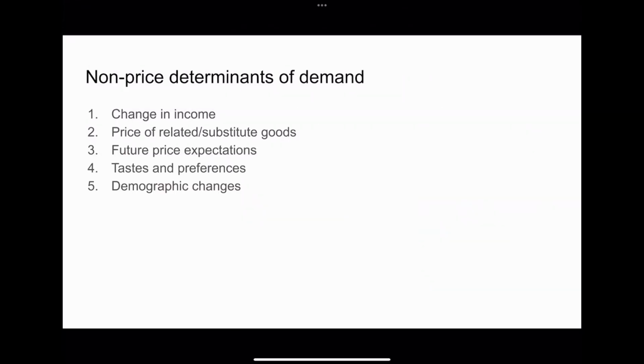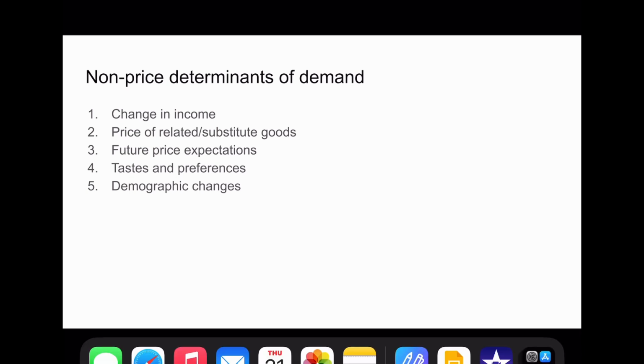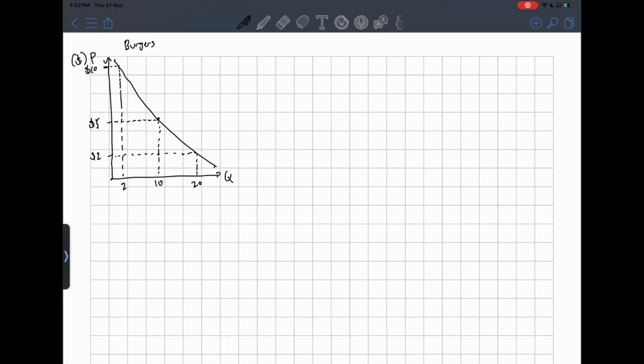Now, besides price, there's also something called non-price determinants of demand, right? So, what this means is that things besides price can affect the demand that we have for a certain good. So, let's take the first thing, a change in income, right? When your income increases, you'll be more willing and able to buy more of a certain good at a higher price. So unlike a change in price, we would actually have to move the demand curve completely, right?